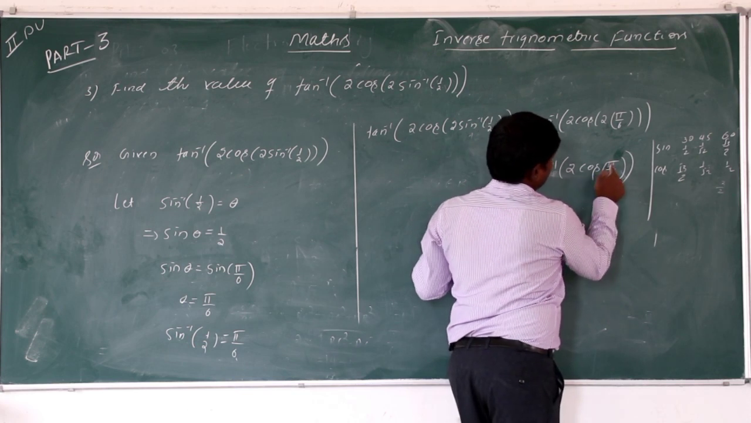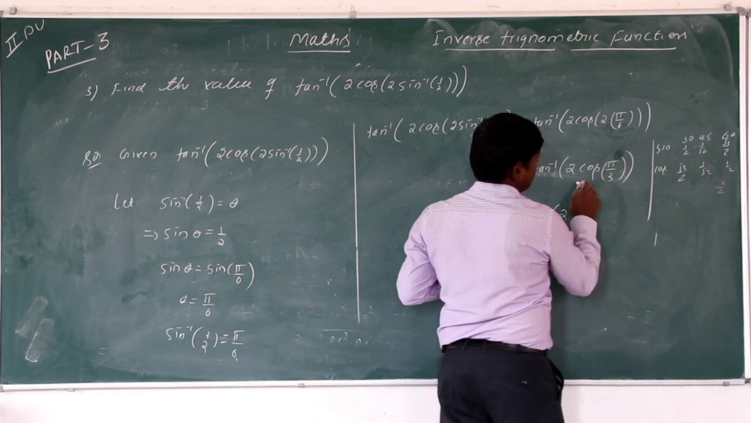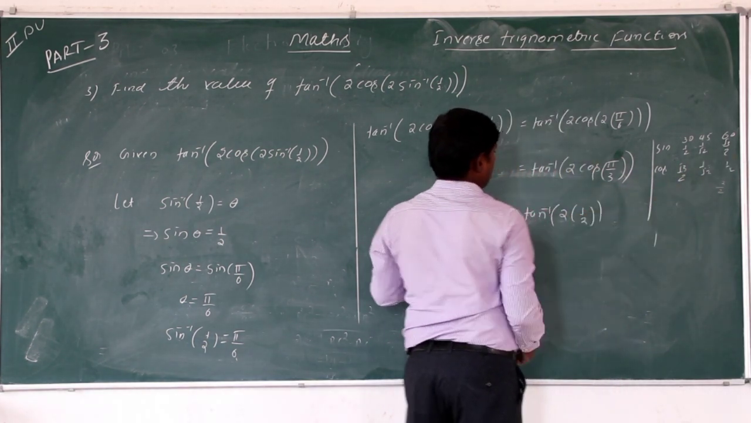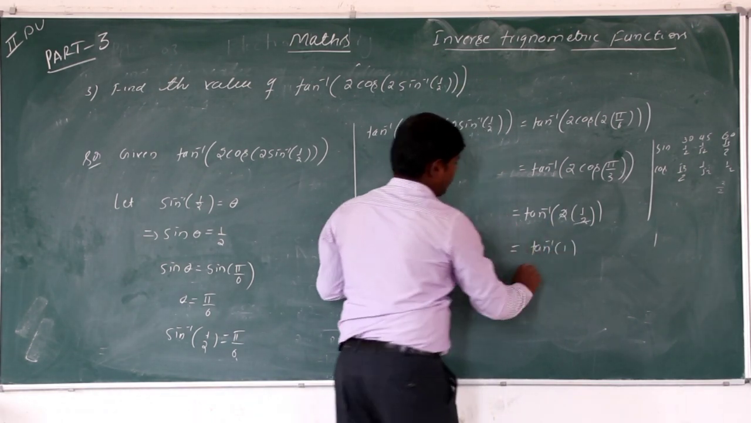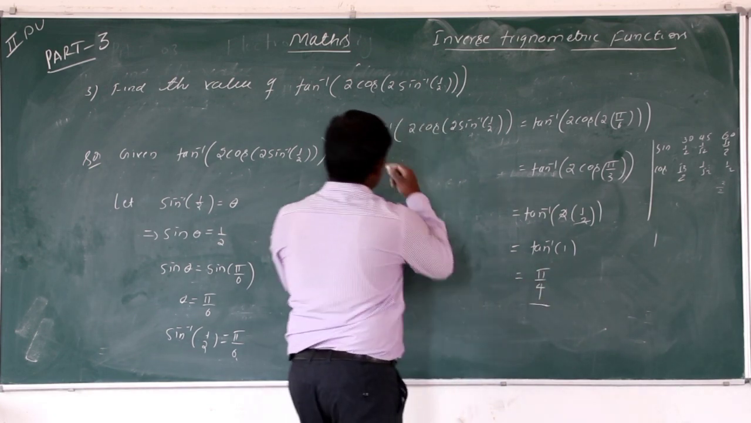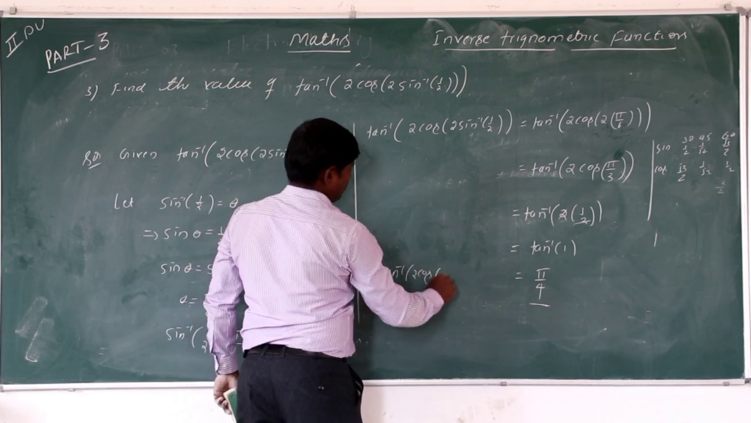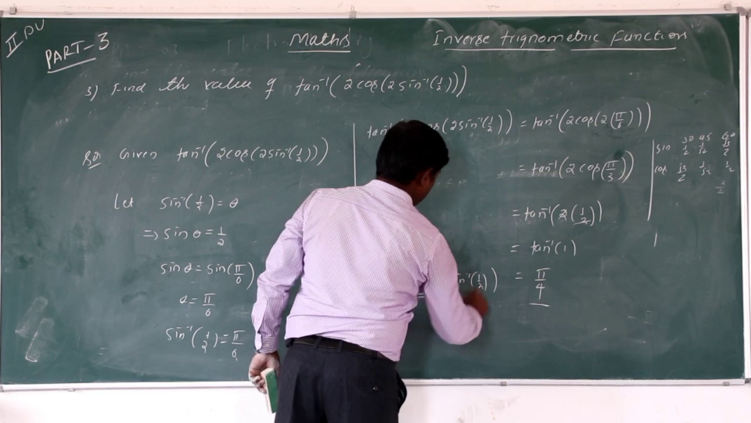Cos 60 degrees, which is pi by 3, is equal to 1 by 2. So therefore this gets cancelled, and we get tan inverse of 1. Tan inverse of 1 is equal to pi by 4. So the value of this one is therefore tan inverse of 2 sin inverse of 1 by 2, and this is divided by 2.